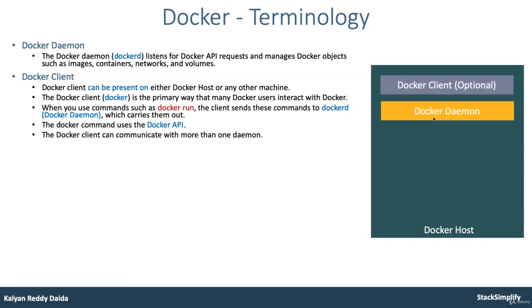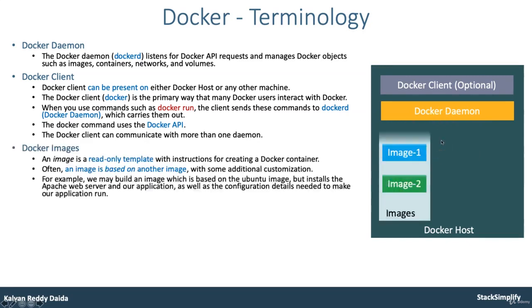The Docker client is the primary way that many Docker users interact with Docker. When you use commands such as docker run, the client sends these commands to dockerd, which is nothing but the Docker daemon, which carries them out. The Docker command uses the Docker API. The Docker client can communicate with more than one daemon.